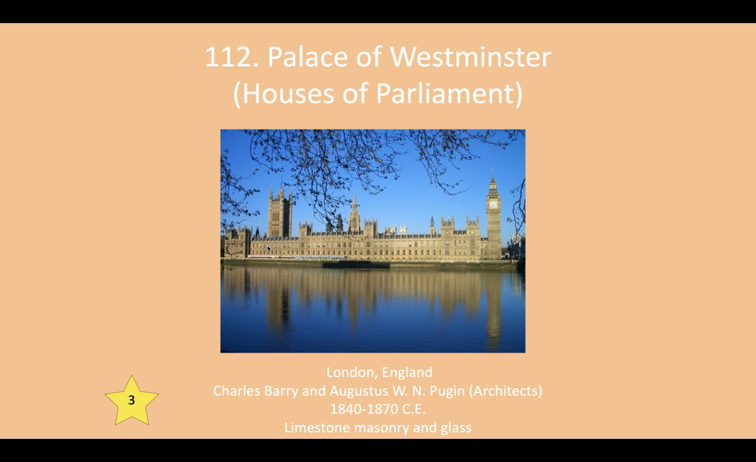What you're looking at is a huge complex in London on the River Thames. And for those of you that don't know how to spell that, it looks like Thames, but it's Thames. And your architects here are Charles Barry and Augustus W.N. Pugin. And so what we're going to do is talk a little bit about what the building is and what its job is and why it's important. And then we'll talk a little bit about who those guys are and what they did. So limestone, masonry, and glass.